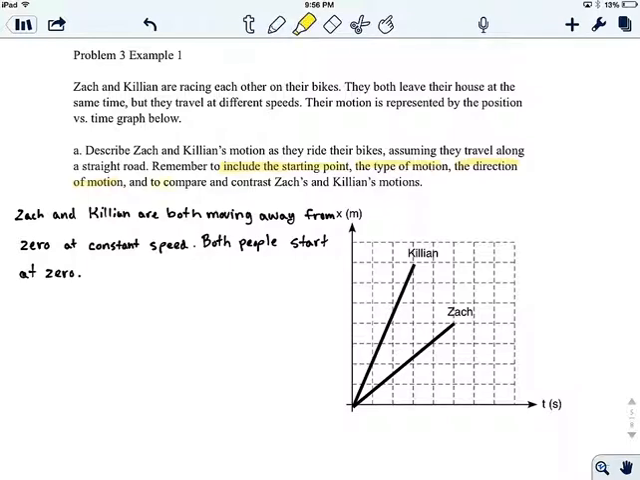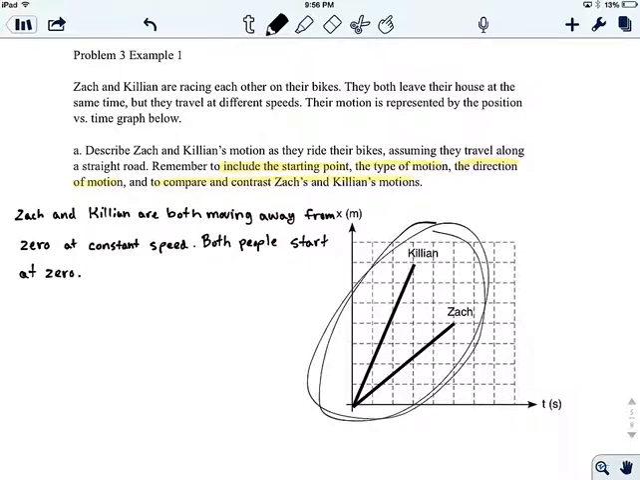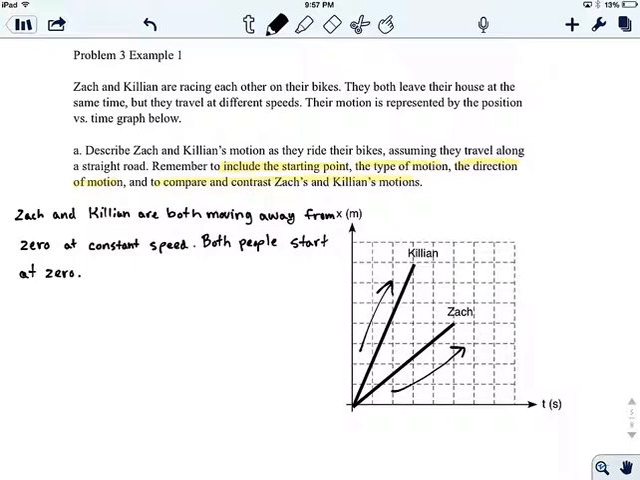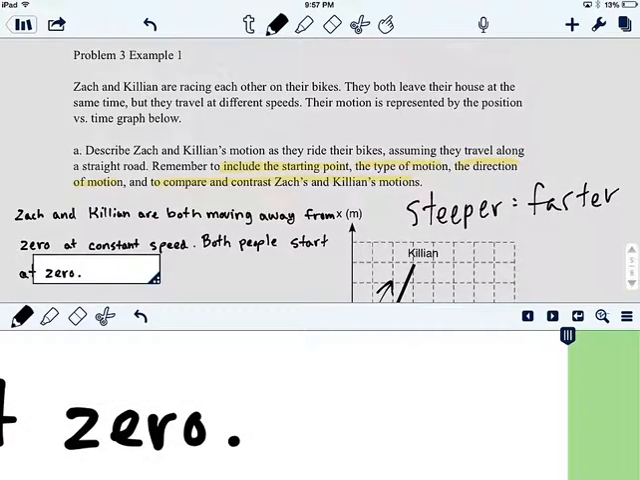Now it wants me to compare and contrast. Okay, so far we've said they both start at zero. They're both moving away, they're both constant. But if I look at my graph, I know they're not the same motion, so what is different about the motion? Well, if I look at it, I see that Killian's is steeper than Zach's. So what does that mean? Well, remember this. Steeper equals faster. Steeper equals faster. You've got to remember that.